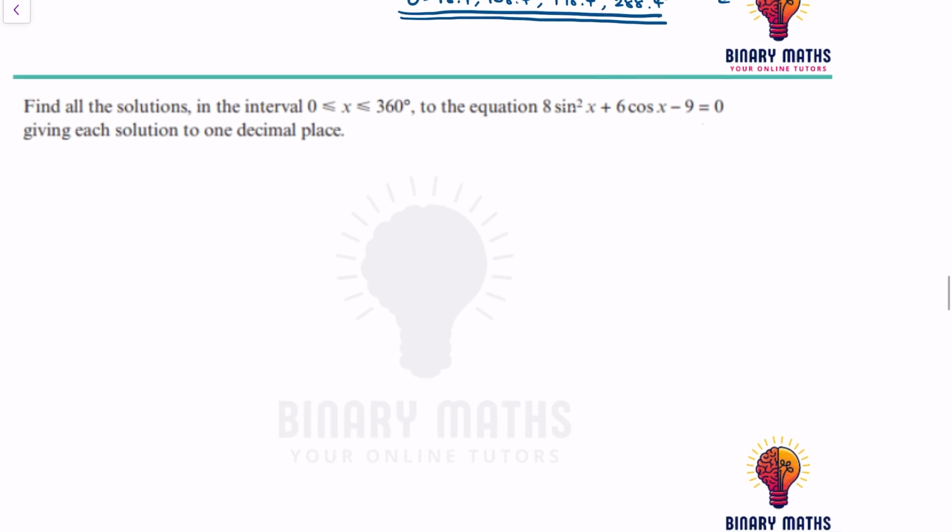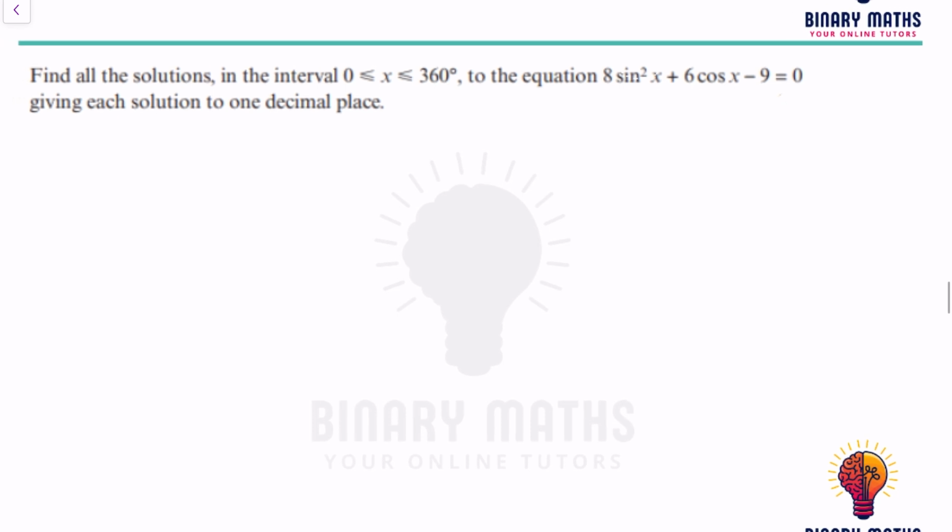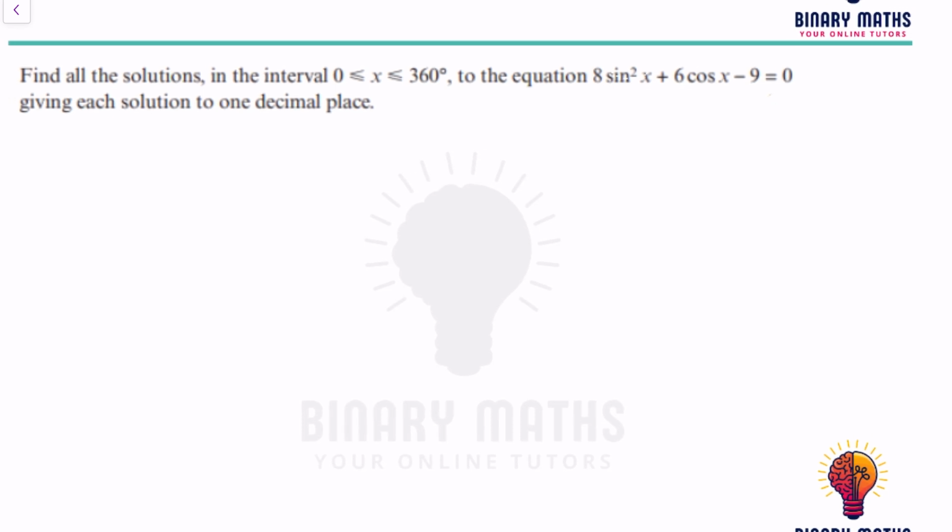Next question, find all the solutions in the interval 0 to 360 to the equation 8 sine squared x plus 6 cos x minus 9 equals 0, giving each solution to 1 decimal place. So I've got 8 sine squared x plus 6 cos x minus 9 equals 0, which means I need to get rid of either sine squared or the cos. Obviously, there's an identity involving sine squared, so I'm going to eliminate sine squared.